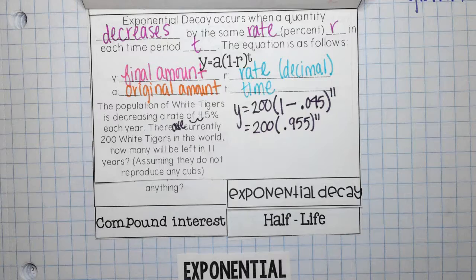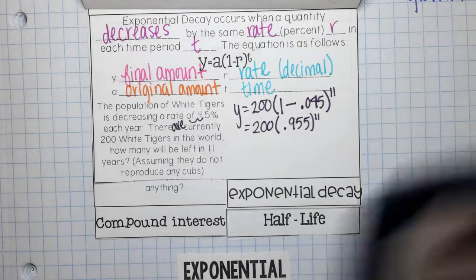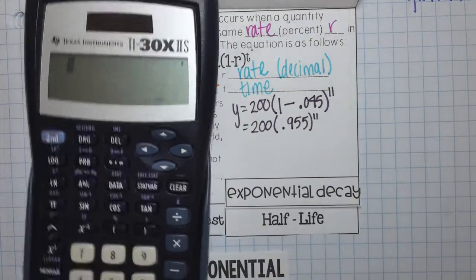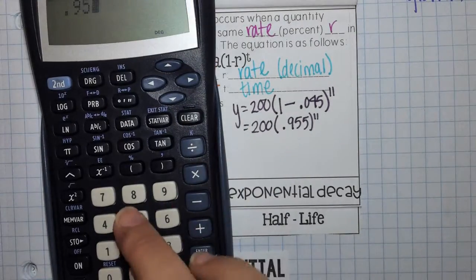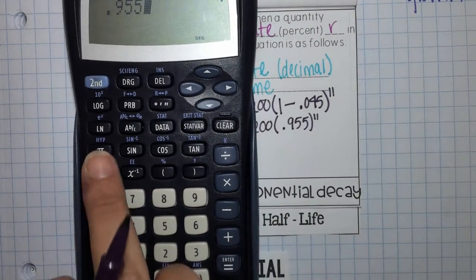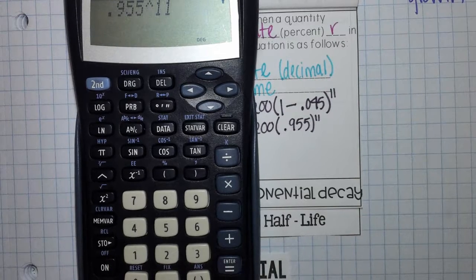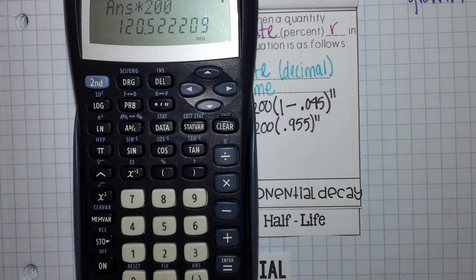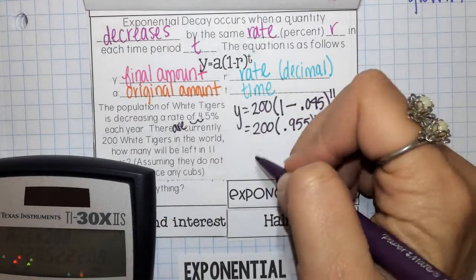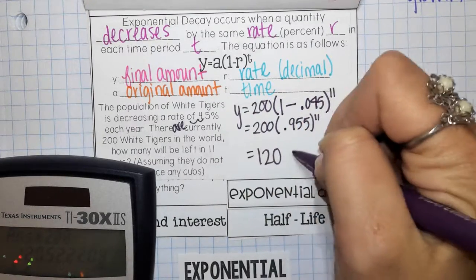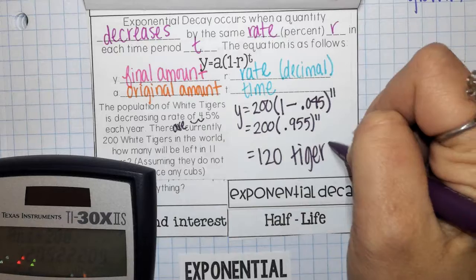All right. Now, how do we plug that into our calculator? 0.955. And then carry 11, equals. Okay. Now, what do I do from there? Times 200. Yes. Now, is it 120.5? No, you can't have 120.5 tigers, because you can't have half a tiger, right? So how many tigers are we going to have? 120 tigers.